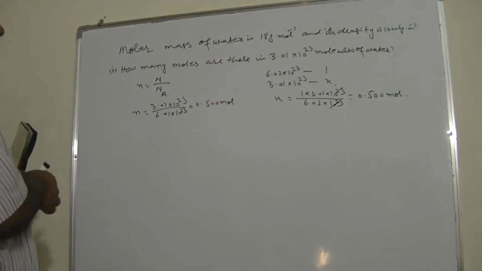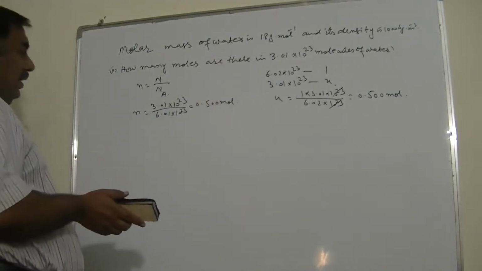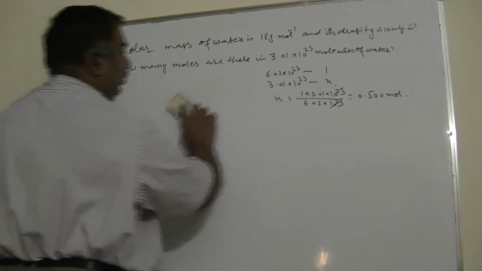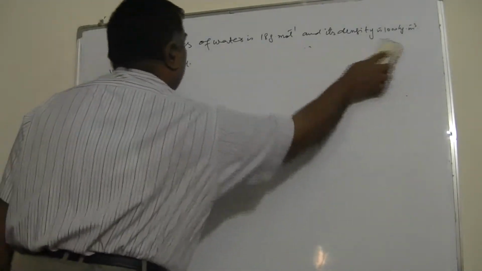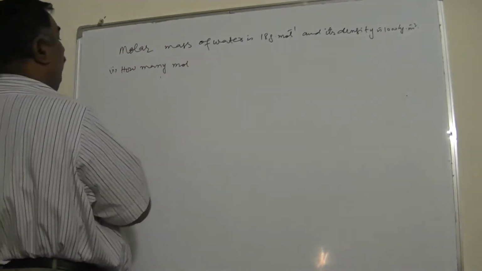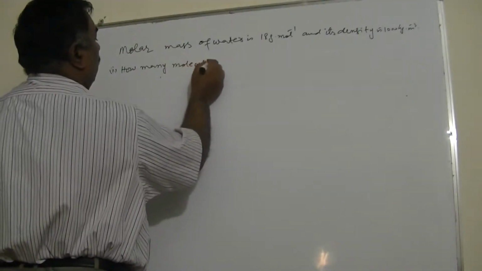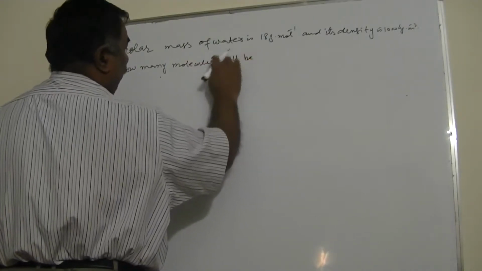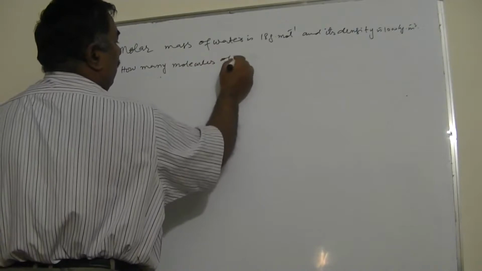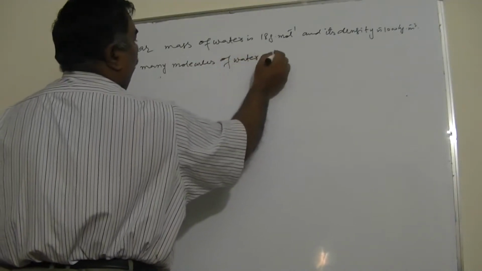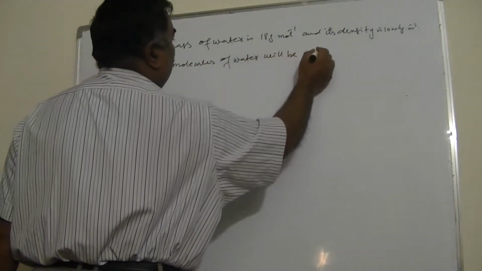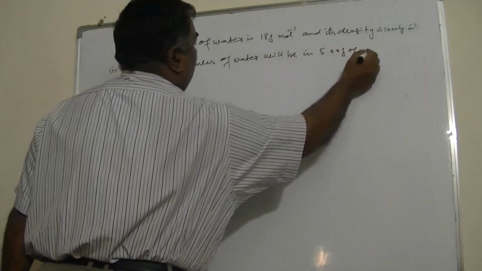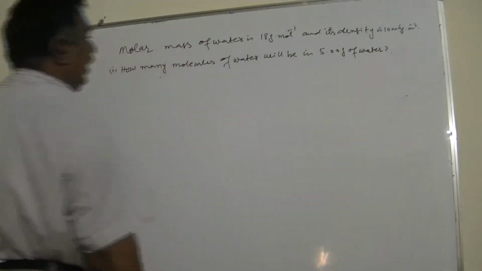Now, sometimes the mass is given and they directly ask how many molecules will be there. For example, the question can be in this way: how many molecules of water will be in, suppose, 5.00 gram of water. Again, the answer must be in 3 significant figures.